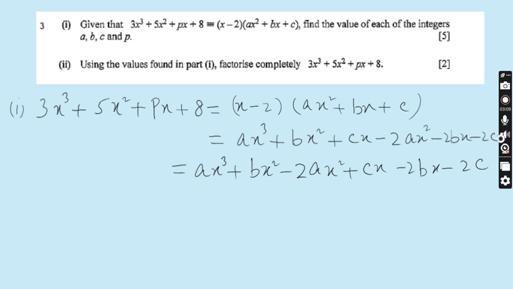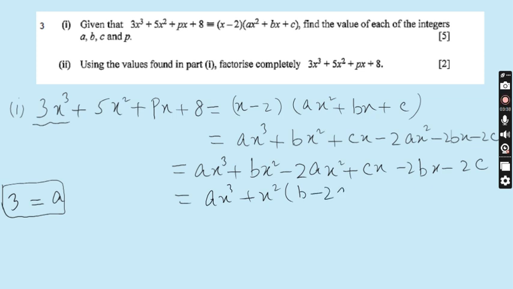Now compare both sides. On left hand side the coefficient of x cube is 3 and on right hand side the coefficient of x cube is a. So the value of a is 3. Very easy. Now, one more thing. Taking x square common from these two terms, it is x square, b minus 2a. Taking x common, it is c minus 2b and minus 2c.